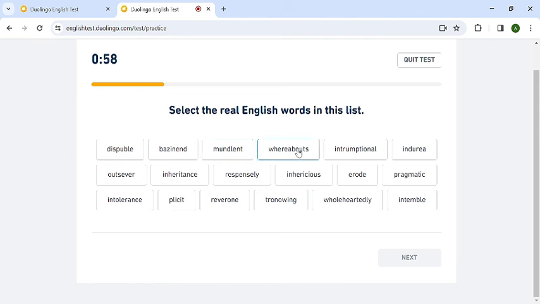Select the words: whereabouts, inheritance, build, pragmatic, intolerance, wholeheartedly. Not sure of all of these other words, so I'm just going to go ahead to the next question.